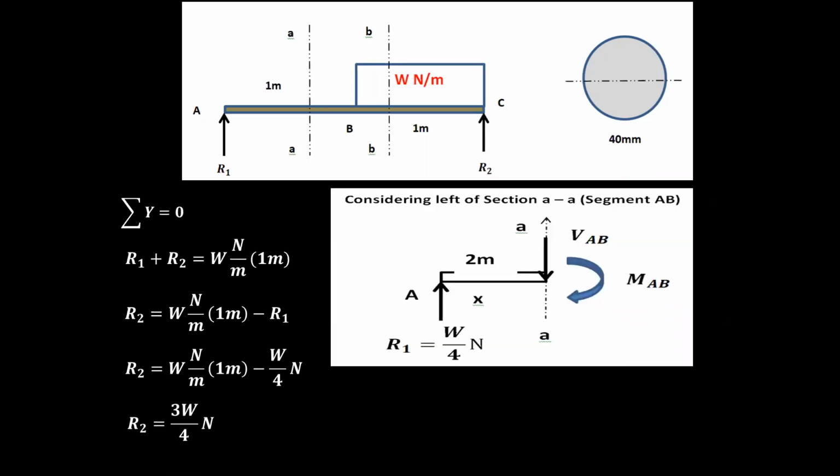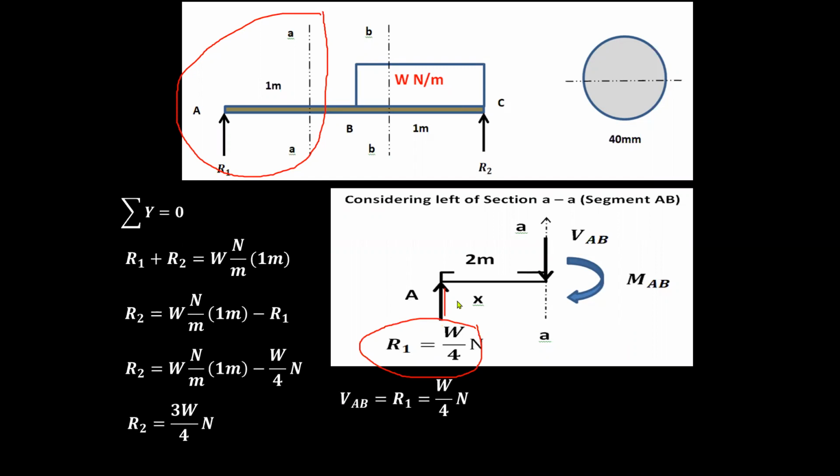Let's consider the left of section AA first. We'll skip ahead and look at this portion first. We already have our R1 and a reaction, and we have assumed that the distance of reaction 1 to this cutting section is X. Distance X. So what do we do then?